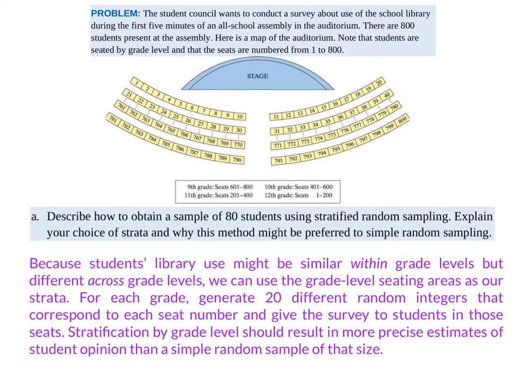And it should result in more precise estimates of student opinion, right? Because if you get the same amount of responses from a random sampling of each grade, you should get more of the information that you're looking for, hopefully, than you would in just a simple random sample. So if you just pick 80 kids at random, there's no guarantee that you're going to have 20 from 9th grade, 20 from 10th grade, 20 from 11th, and 20 from 12th. So stratified random sampling is way better in this scenario.